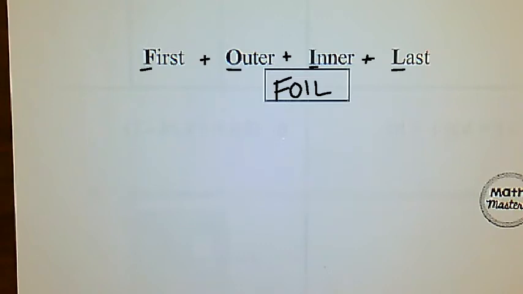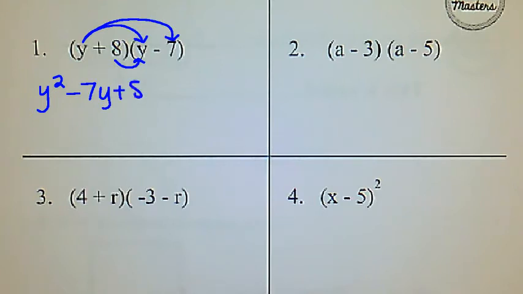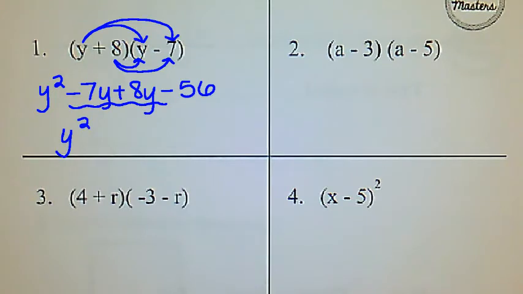So let's do an example of what that might look like. All right, so first one we have is y plus 8 times y minus 7. So I'm going to do first, gets me y squared. Outer, don't forget about that negative, gets me negative 7y. Inner gets me 8y. And then last gets me a negative 56. Okay? Now don't forget to combine like terms. So our final answer is y squared plus y minus 56.